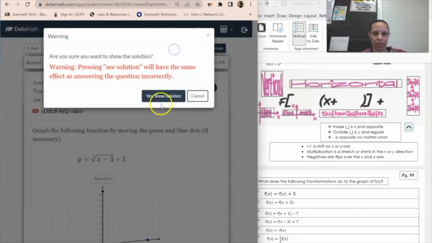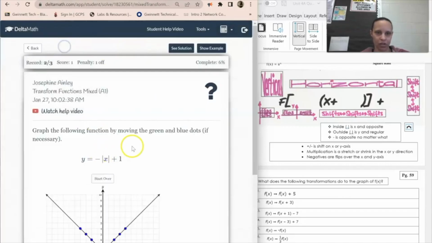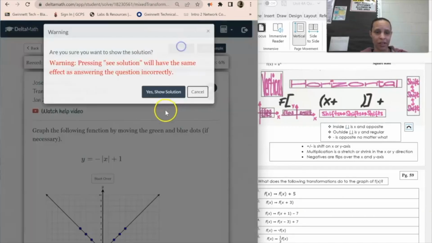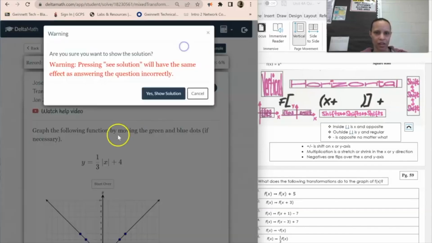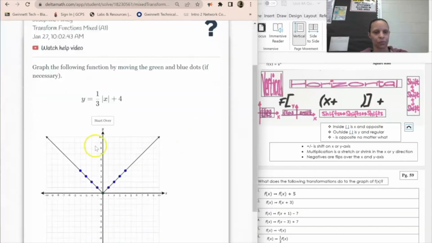All right, I'm going to get the next one wrong just so I can get more questions because I know we need them. As a matter of fact, I'm going to do ones that we haven't done. So we did absolute value as the, in fact, let's do this one. All right, cool. So again, find the x, that's your function. All right, I have a third outside. We just talked about this on the last question. A third outside. Outside is y and regular.